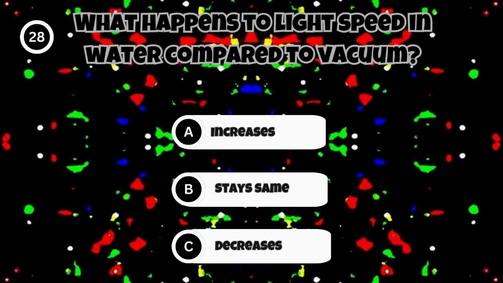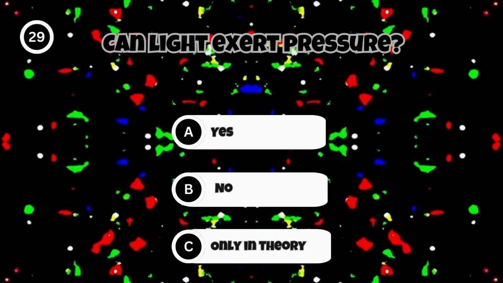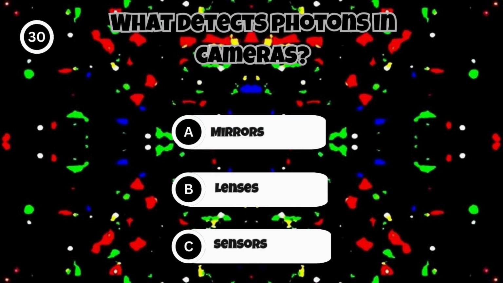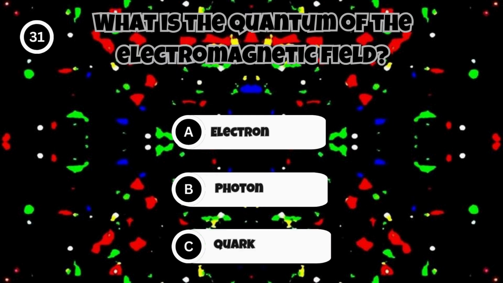What happens to light speed in water compared to vacuum? Can light exert pressure? What detects photons in cameras? What is the quantum of the electromagnetic field?